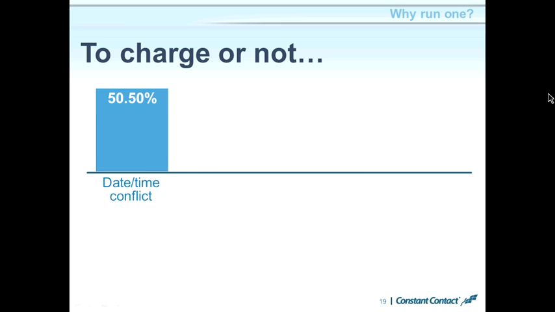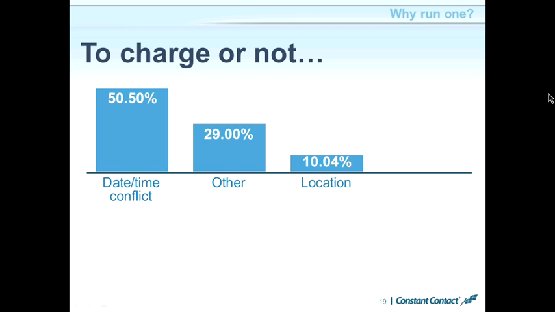We took a look at over 200,000 RSVPs in which people declined an invitation and looked at the reasons why people say no thanks. And here's what we found. Over half cited conflicts with dates and times. Another almost 30% cited other, but if you drill down into the reasons, most of those were related to date, time, or location. An additional 10% did cite location directly. So in essence, about 90% of the reasons people say no come down to timing and location.